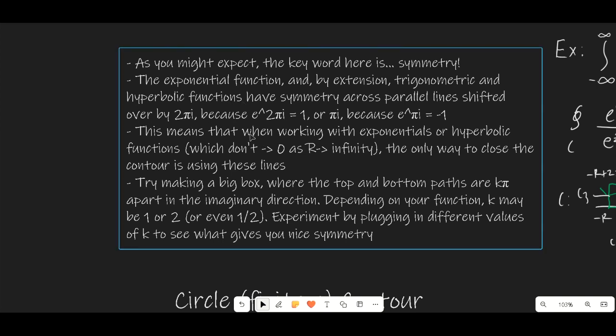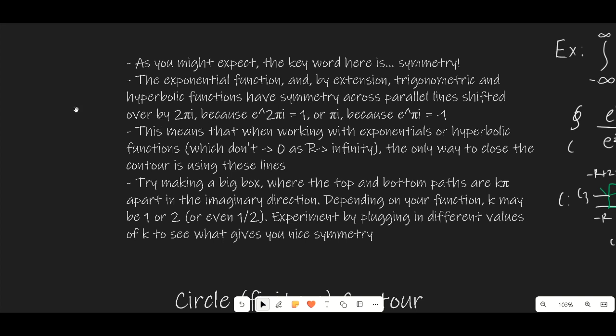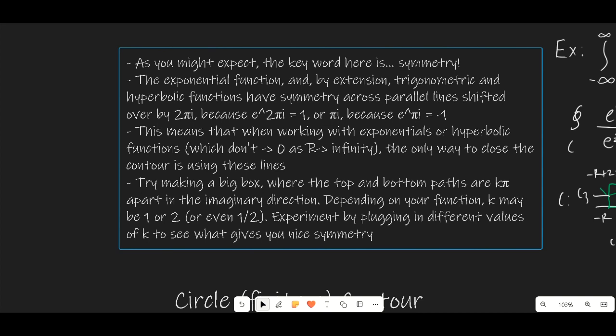And this means that e to the 2 pi I is 1, so if we shift our function over by 2 pi I, and our function is completely composed of just e to the x, it's just going to be the same exact function. And sometimes we'll shift it over by pi I instead, because e to the pi I is negative 1.